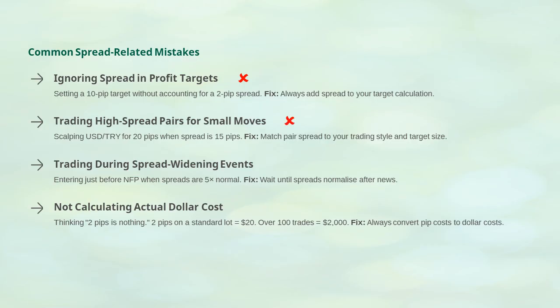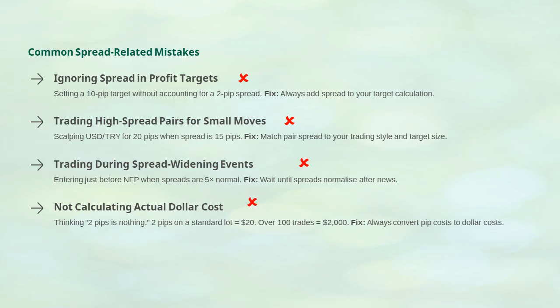Mistake 2. Trading high spread pairs for small moves. Scalping US dollar to Turkish lira for 20 pips when the spread is 15 pips means you need 35 pips just to make 5 pips of profit. It doesn't make mathematical sense. Mistake 3. Trading during spread widening events. Entering a trade just before NFP when spreads are 5 times normal means you're starting with a huge disadvantage.